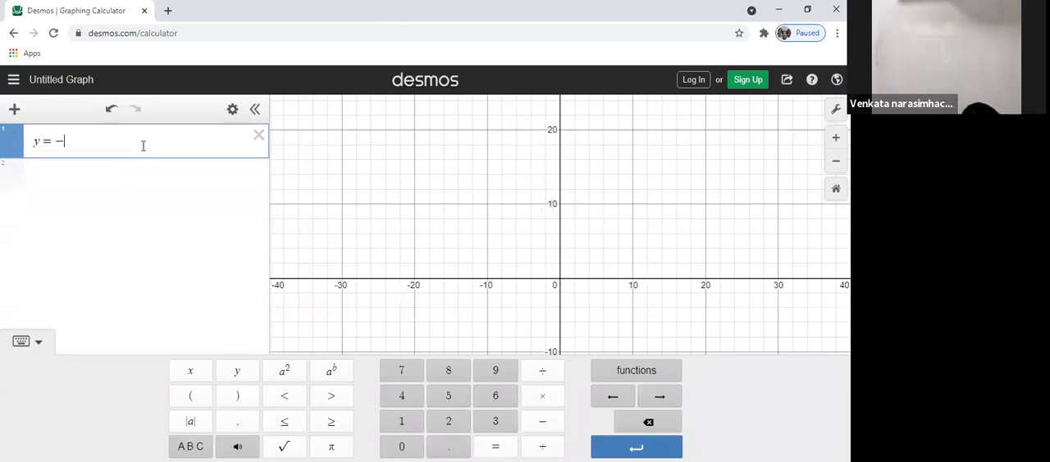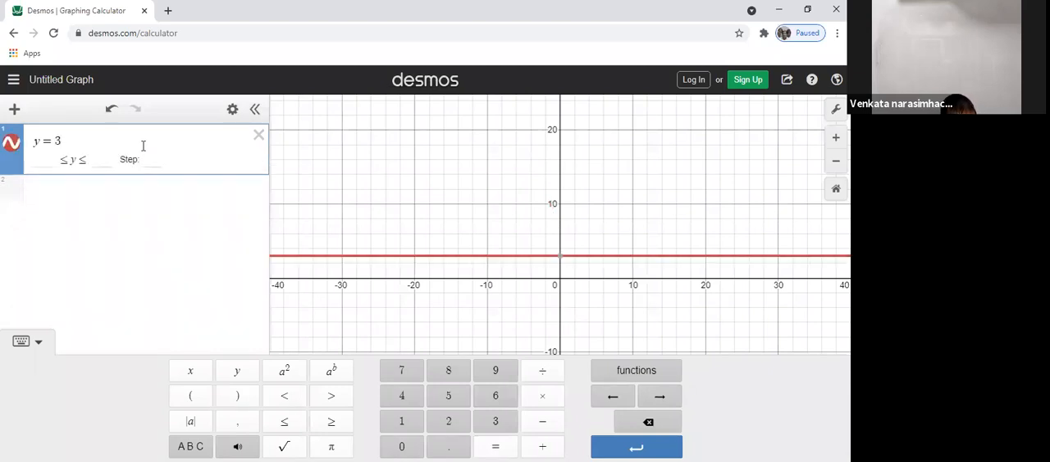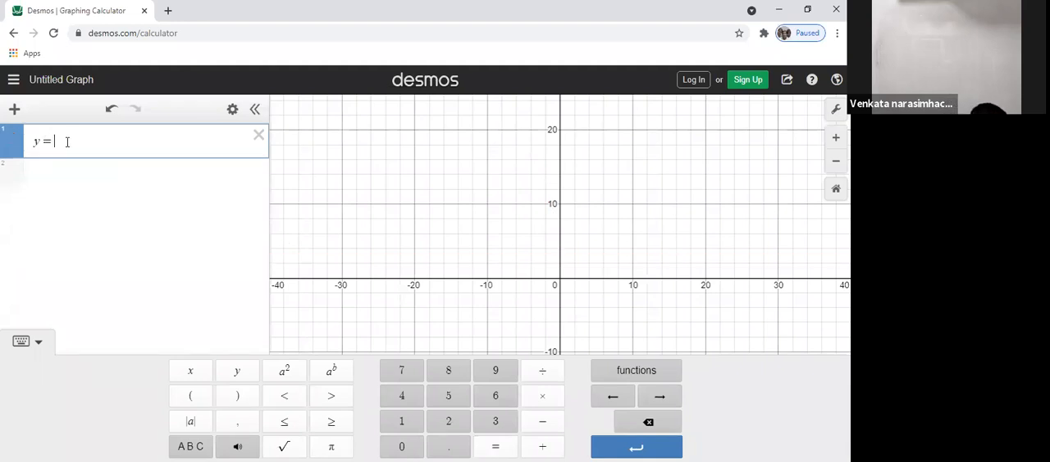Suppose you draw a straight line y equal to 3. It will be a straight line parallel to the x-axis because y is constant all through. Y equal to 3: for any value of x, y is 3. So this should be a straight line. Yes, sir.